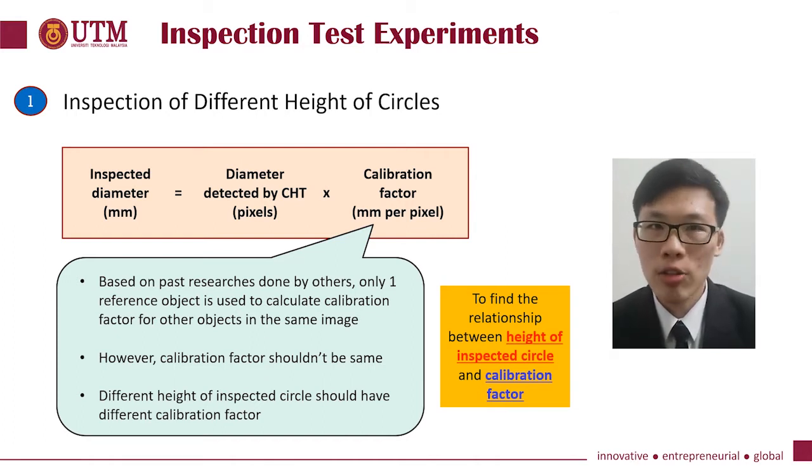Based on the past researches done by others, normally they use one reference object for the calibration process to calculate the calibration factor for other objects in the same image. But I think that the calibration factor shouldn't be the same. This is because if the inspected circle is higher or nearer to the camera lens, the diameter detected by the CCD is supposed to have a bigger value. So in this experiment, the aim is to find the relationship between the height of inspected circle and the calibration factor.